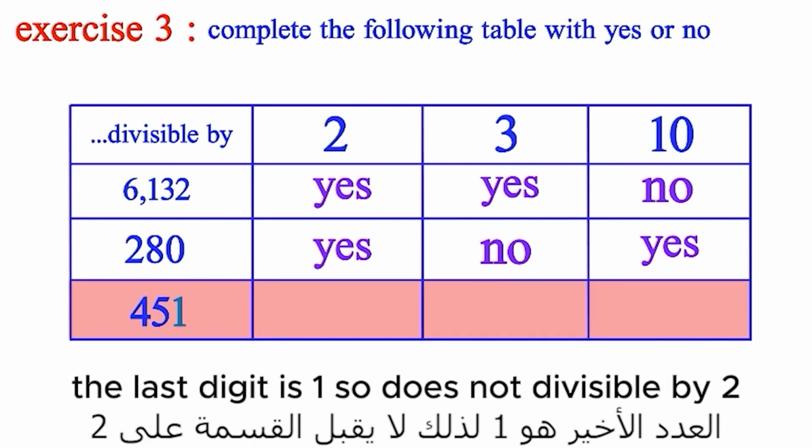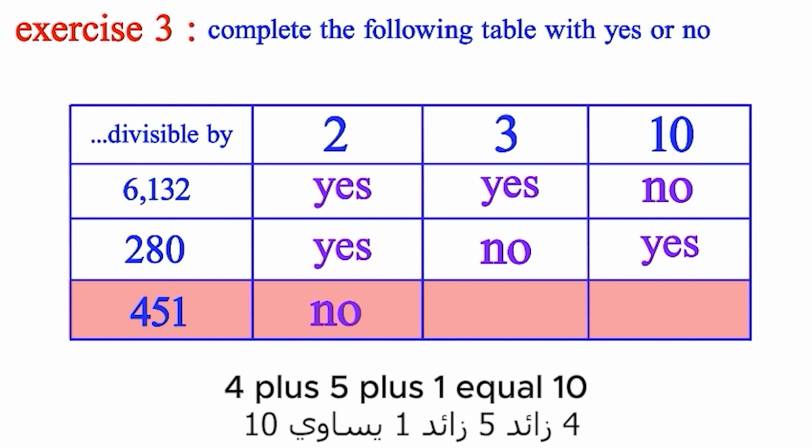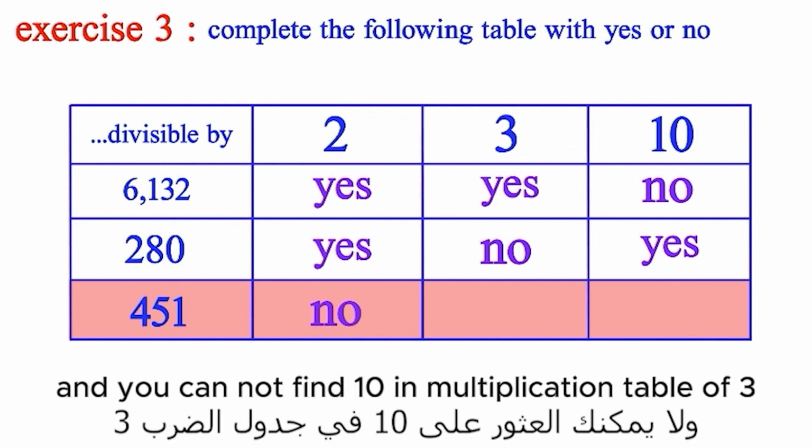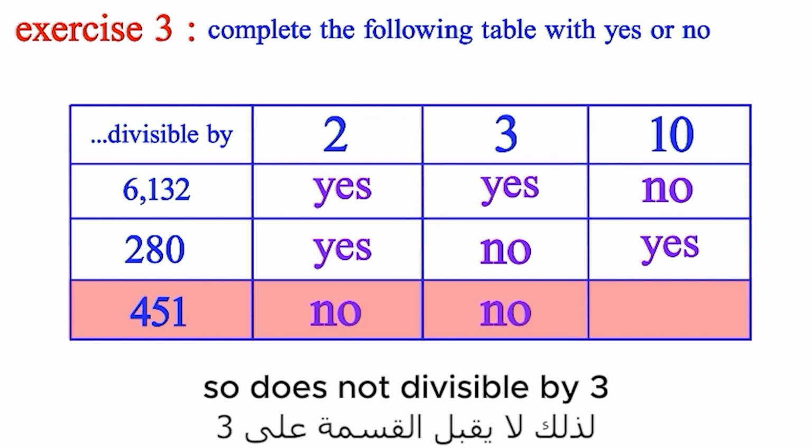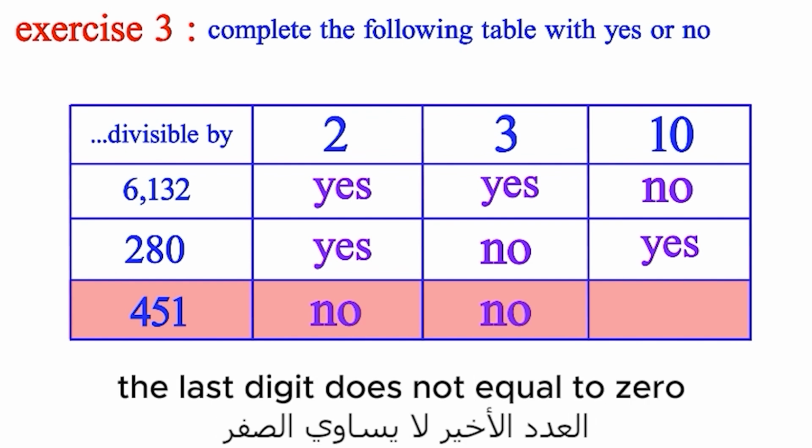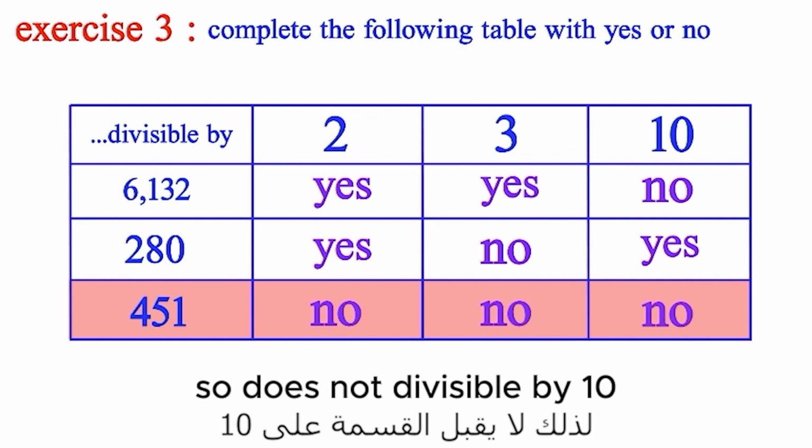451. The last digit is 1, so it is not divisible by 2. 4 plus 5 plus 1 equals 10. And you cannot find 10 in the multiplication table of 3, so it is not divisible by 3. The last digit is not 0, so it is not divisible by 10.